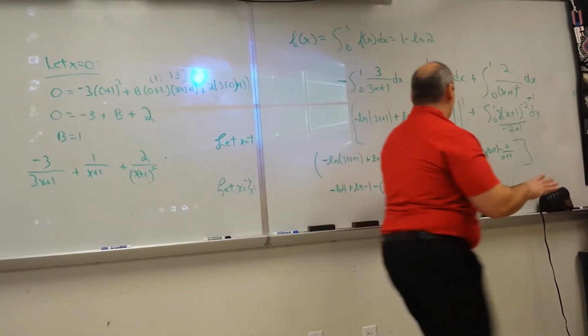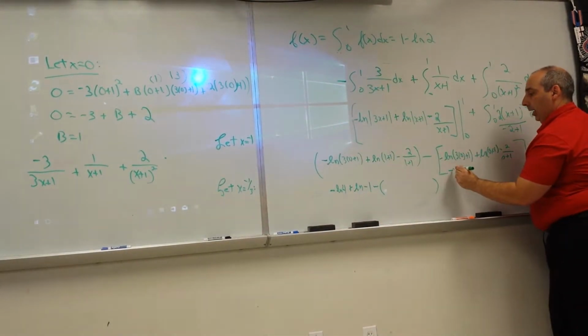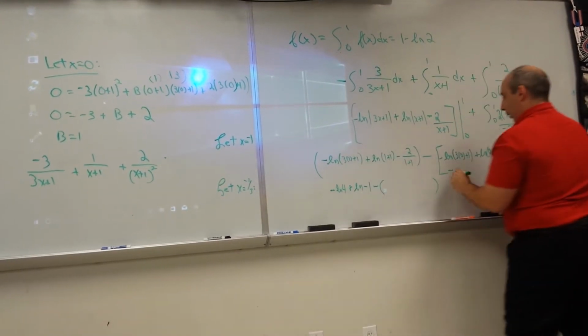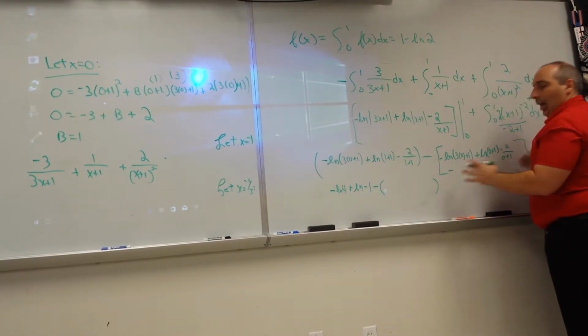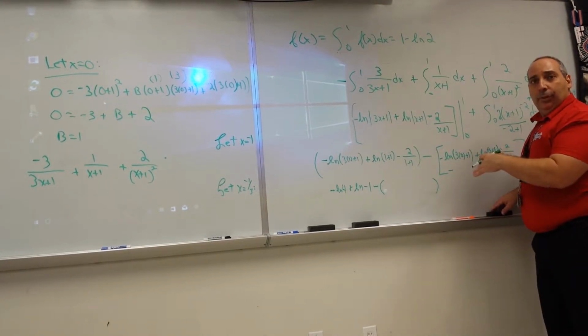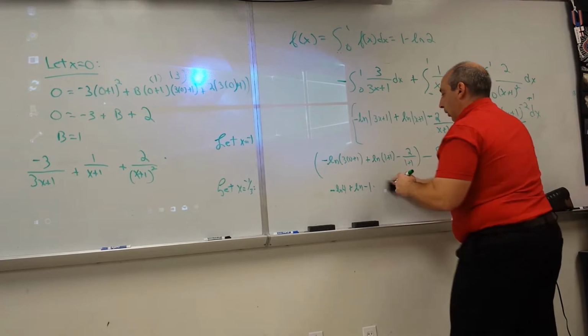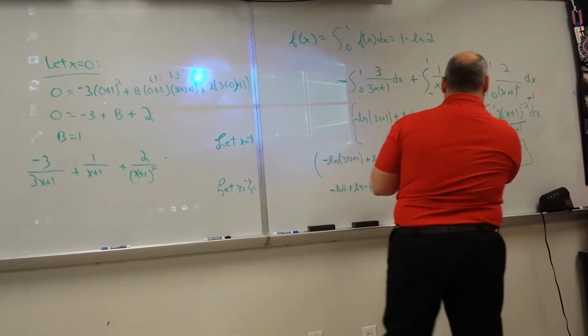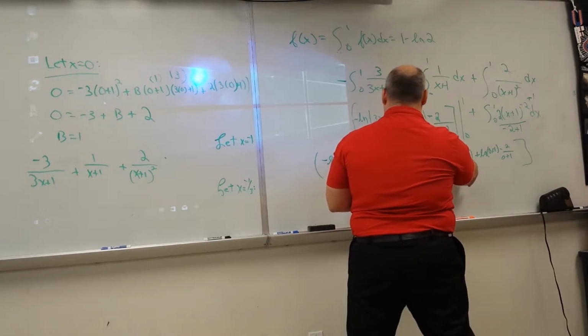Let's do this here. So distribute the negative in this. It's just going to end up being plus 2. Plus ln of 2? No, it's just plus 2. Okay, that equals ln of 1, ln of 1.